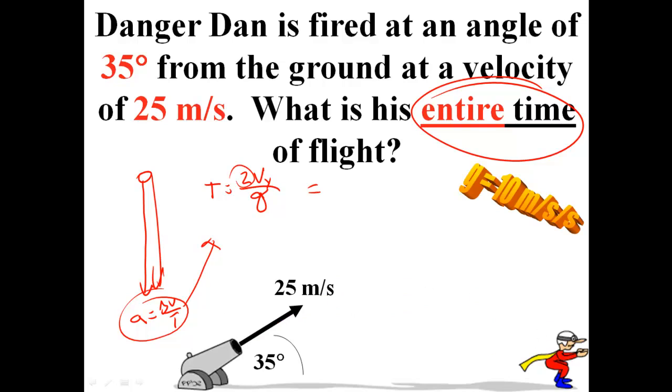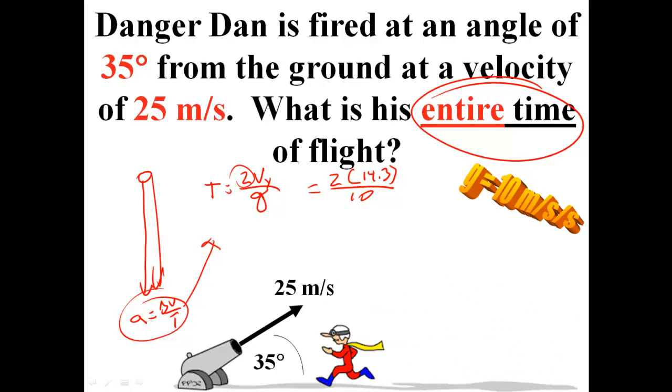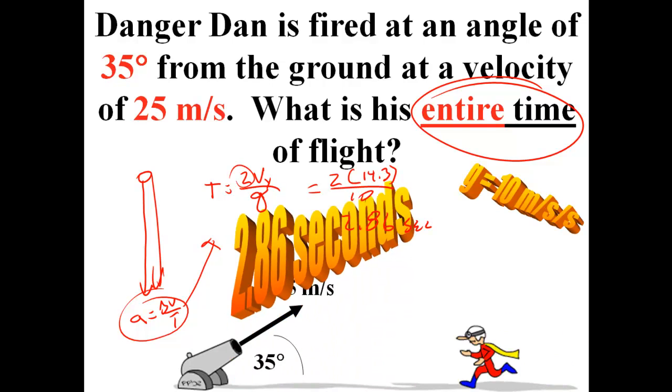Well, we know the velocity in the y direction is 14.3 from a previous calculation. We know g is 10. Remember, we use 10 because it's an easy number instead of 9.8. And, of course, you should get 2.86 seconds when you type that into your calculator.